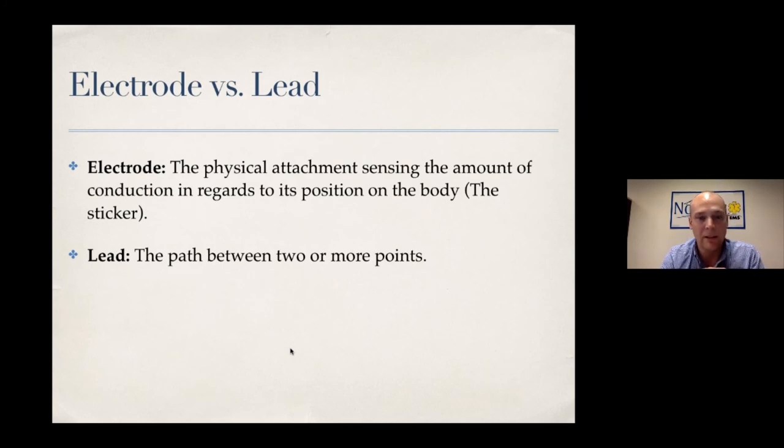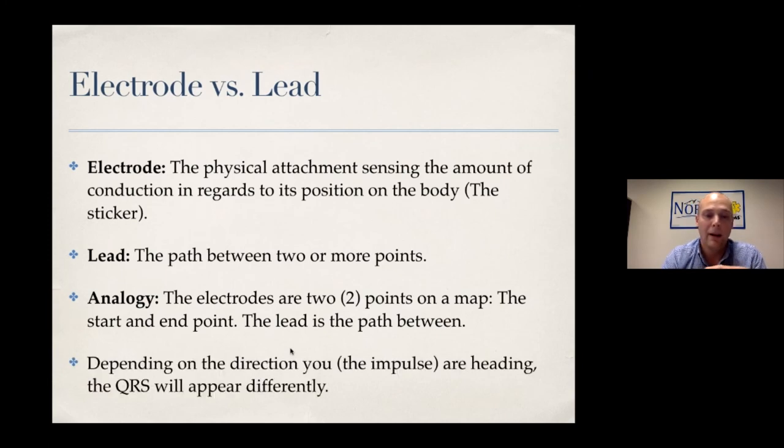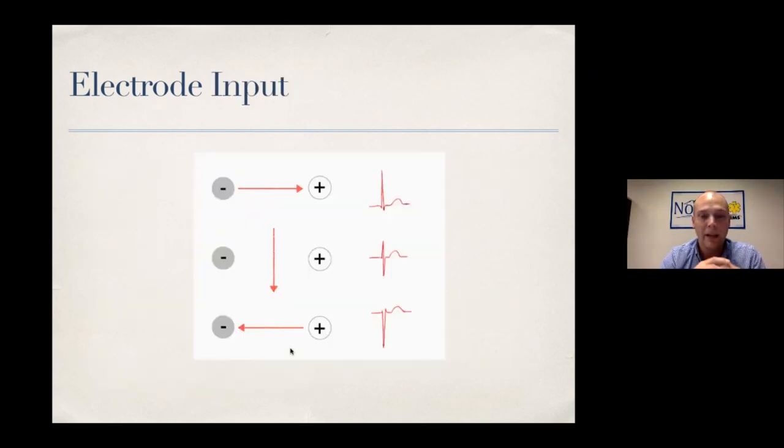The lead is the path between the electrodes, so one or more points. One thing that always helped me is to think of the electrodes as the two points on a map, the start and the end, and the lead is the path between them. As you're looking, you're going from one point to the next point, and where that conduction is in relation to the path that you're walking. Depending on the direction that you, the impulse, are heading, the QRS will look different because your vantage point changes. We'll go over that, and this is what I mean.